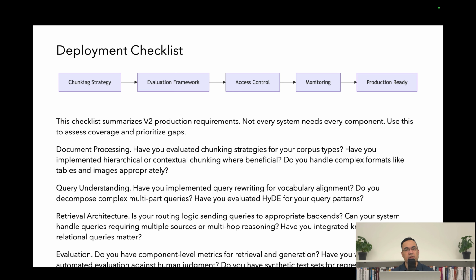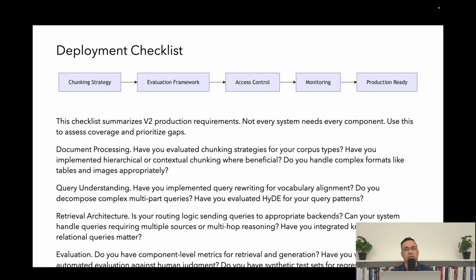For retrieval, is routing sending queries to appropriate backends? Can your system handle multi-hop reasoning? For evaluation, do you have component level metrics? Have you validated automated evaluation? Do you have synthetic test sets? For access control, does retrieval enforce permissions? Have you tested the enforcement explicitly?